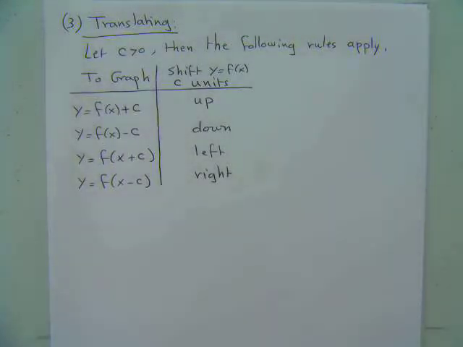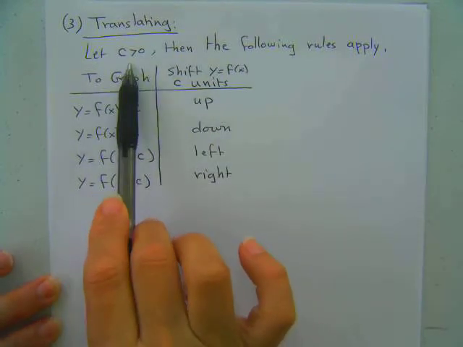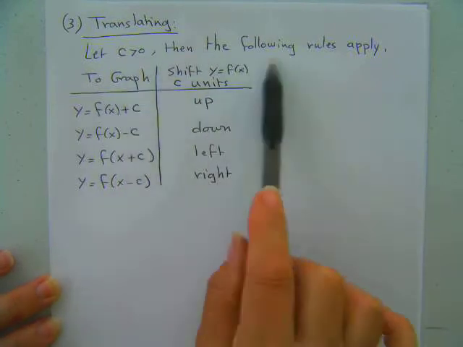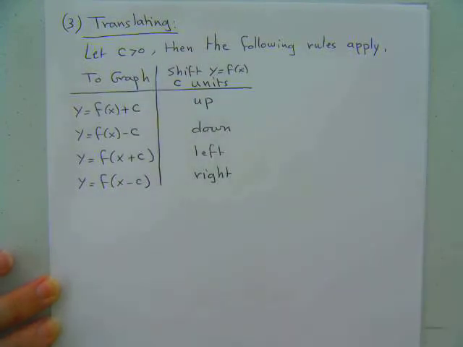Let's look at the third graphing technique. It's called translation. Translating. Okay, translation. Let C be greater than 0, a positive number. Then the following rules are going to apply.